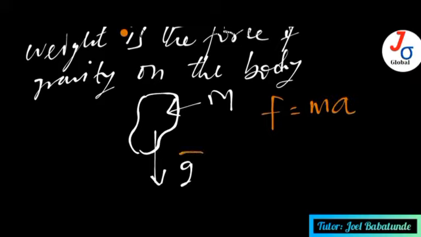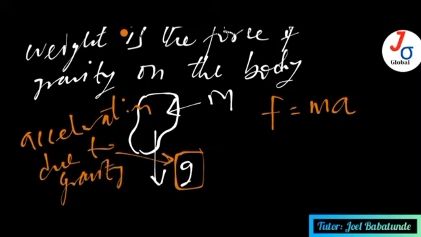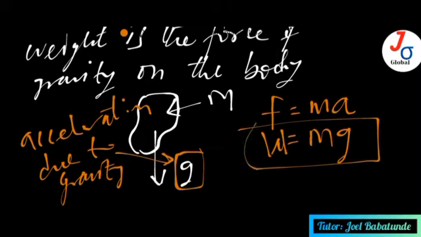Now, this G is actually called the acceleration due to gravity. So this is G and it's the acceleration due to gravity. So that would be mass M, and the acceleration due to gravity is going to be G in this case, and that gives us W, the weight. So the weight is calculated as W equals mg.